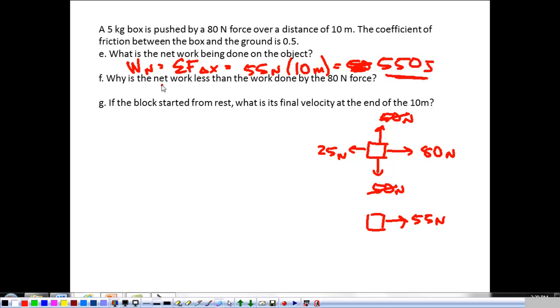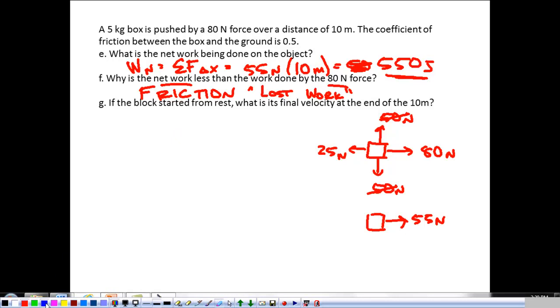So, why is this net work less than the work done by this force? Friction. We lost work. We put work into beating friction. That's why it's less than that 80 Newton force.